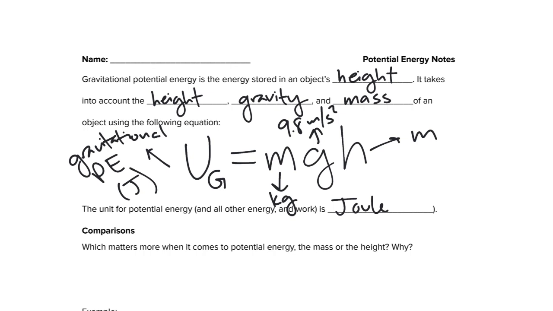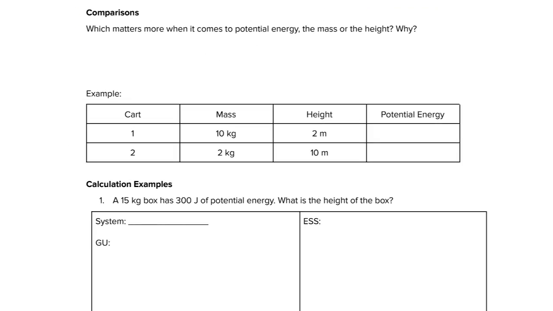So next up, we've got to talk about how to do some comparisons based on that. The comparison question here says, which matters more when it comes to potential energy, the mass or the height? And I'm going to write my equation down here because it is relevant. So last class, we talked about kinetic energy, and it was 1/2 times m times v squared. And we said velocity was more important in that sense because it was squared in the equation. So it essentially counted twice as many times. But here in the potential energy equation, we don't have anything that's squared. We have a mass times a gravity times a height. So really, this is a trick question. They matter equally.